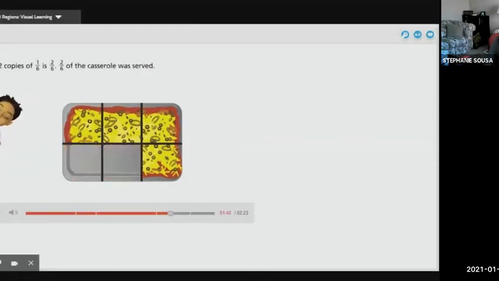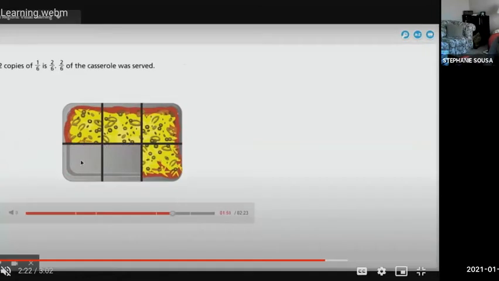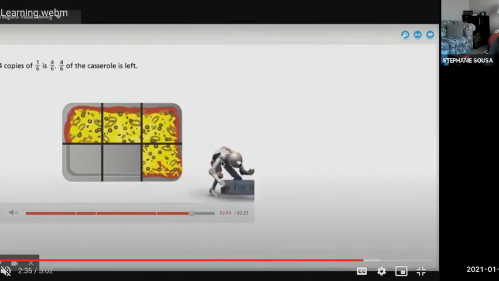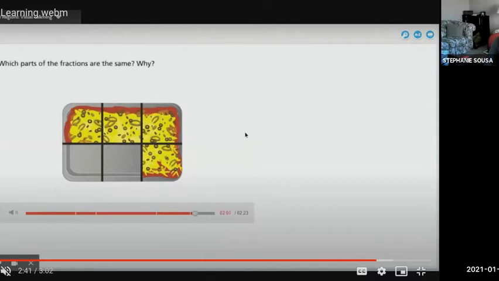2 copies of 1/6 is 2 sixths. So 2 sixths of the casserole was served. That's why we can see there are 2 pieces gone, eaten, missing. Okay, 1 1/6, 2 1/6. We call this 2 sixths. 4 copies of 1/6 is 4 sixths. So 4 sixths of the casserole is left. That's why we have 1, 2, 3, 4.